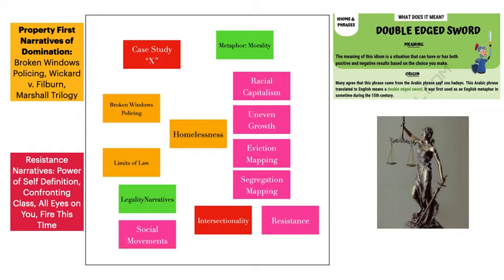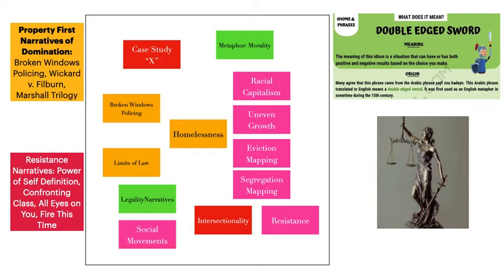It excludes the other people. And so those groups have come up with resistance narratives. And you saw that in the power of self-definition, the confronting class reading, all eyes are on you, and fire this time. But notice that those aren't really coming out in the formal law, and you'll see that's because the formal law benefits white Anglo-Saxon Protestant men and their narrative. The resistant narrative is the one that's responding to that. So that's the other side of the sword.